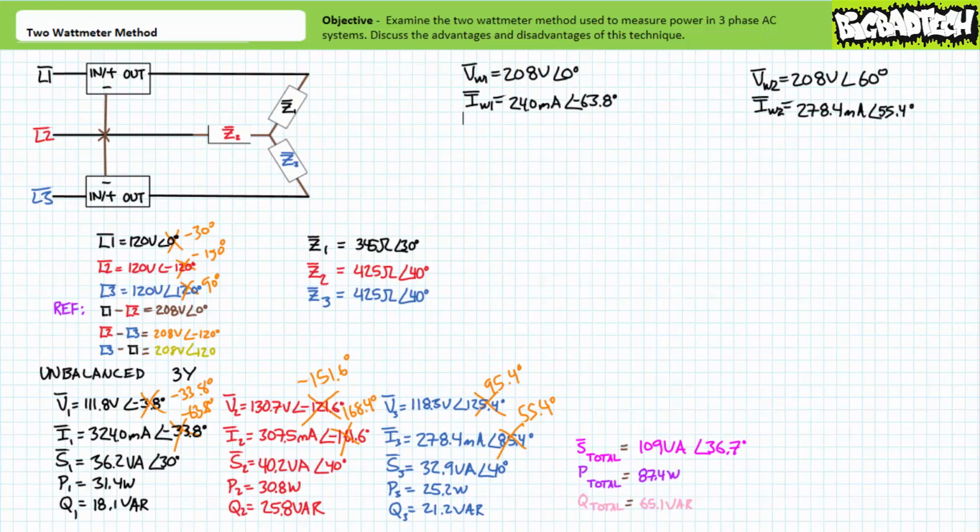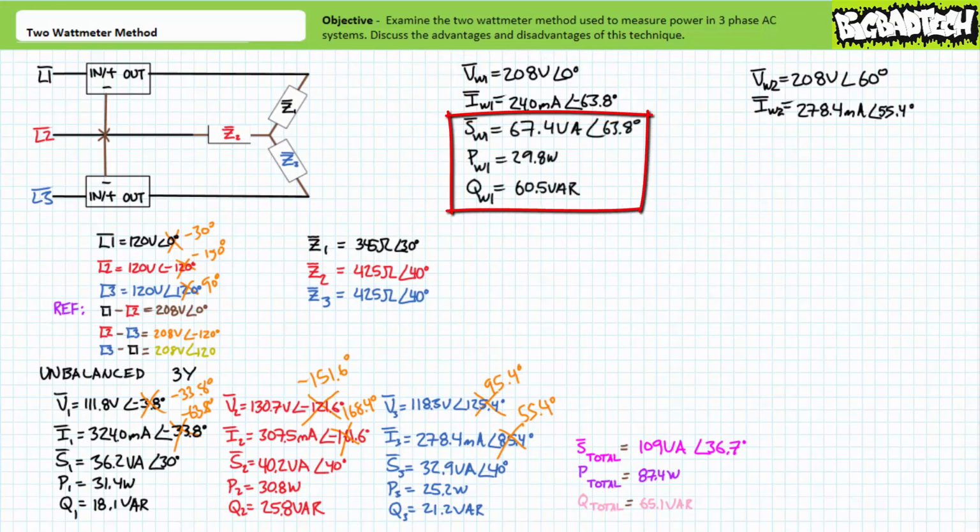Note Wattmeter 1 measures line 1 with respect to line 2 and line current in line 1. Wattmeter 2, however, is flip-flopped and measures line 3 with reference to line 2 and line current in line 3. Wattmeter 1's line 1 to line 2 voltage reading would be 208 volts at an angle of 0 degrees. Again, we're assuming L1, L2 to be our reference, and this wattmeter's line L1 current reading will be 324 milliamperes at an angle of negative 63.8 degrees. Current would lag voltage by a relative 63.8 degrees.